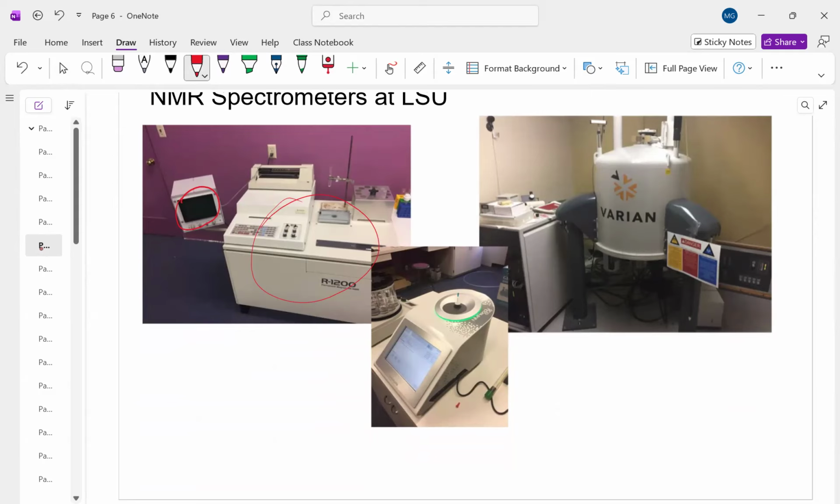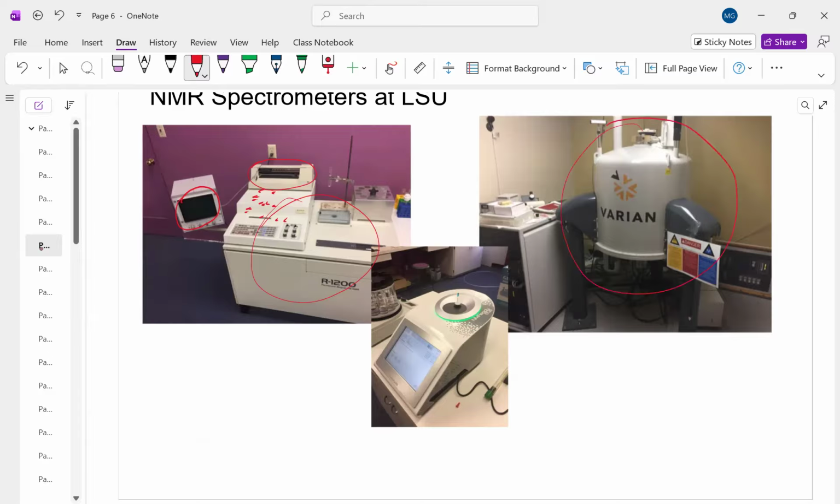And the printer here is not really a printer. It's called a plotter because it's got a bunch of individual ink pens that would literally just plot the spectra on a piece of paper. So very, very old school. Another one that my former institution has is much more high tech.